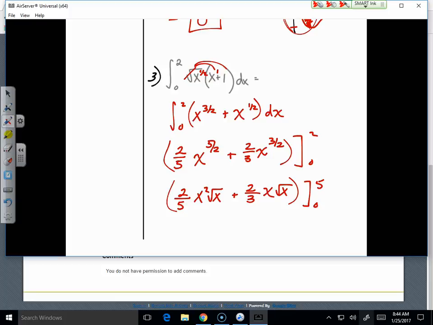It makes it easier on your brain, because now when you go to plug in, you're going to have 2/5 times 5 squared, square root of 5, plus 2/3 5 square root of 5. It's 2. Oh, I was randomly plugging in the wrong number. Yep. Okay, let's hold on. Do you see how plugging in is going to be a little bit messy? Yeah.